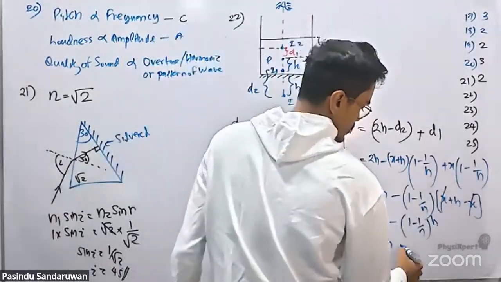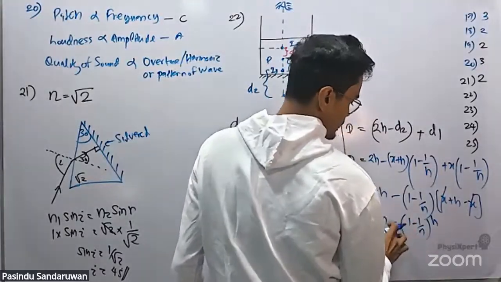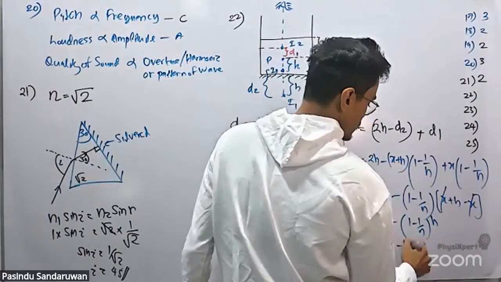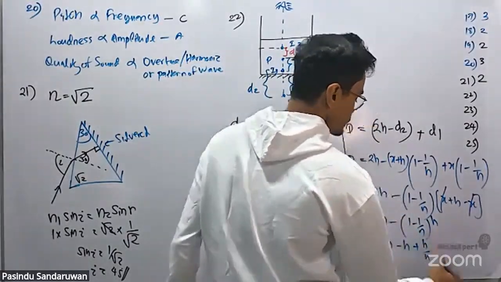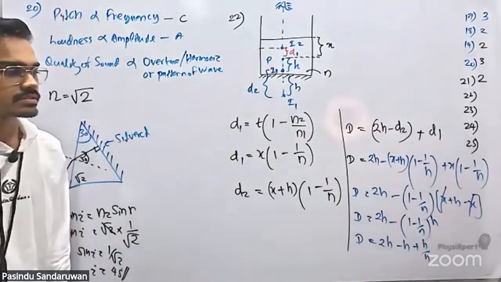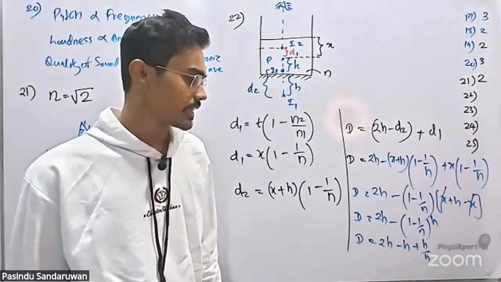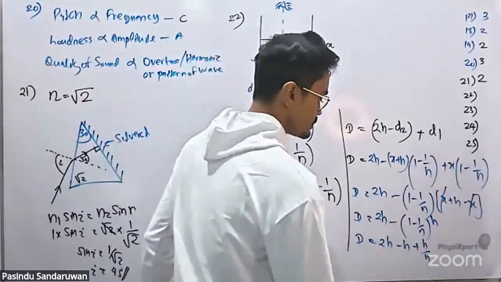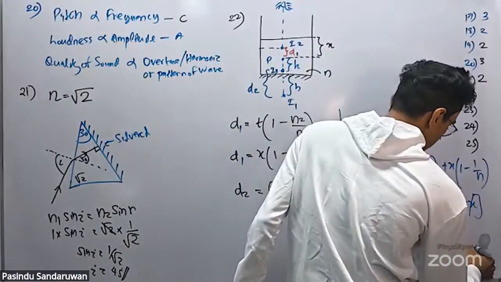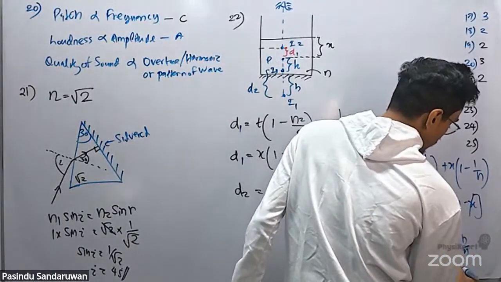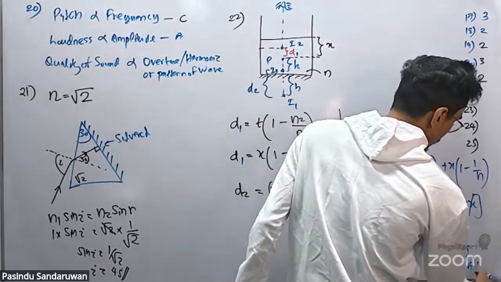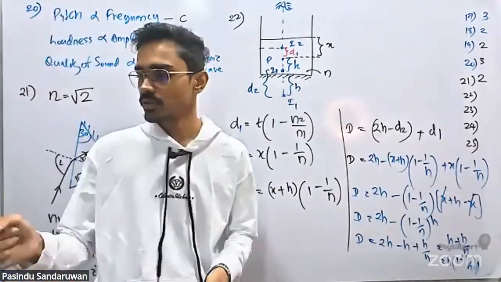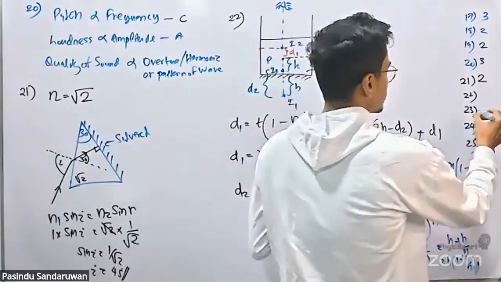2h. From here, minus h comes, and from here, plus h over n. 2h minus h is h. Then this is h plus h over n. Take h out. Then 1 plus 1 over n. h times 1 plus 1 over n. The answer is option 4. That's a good question. For 22, answer 4.